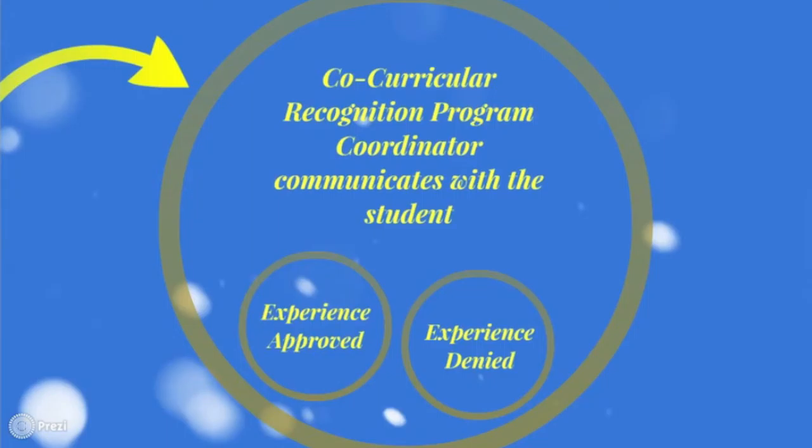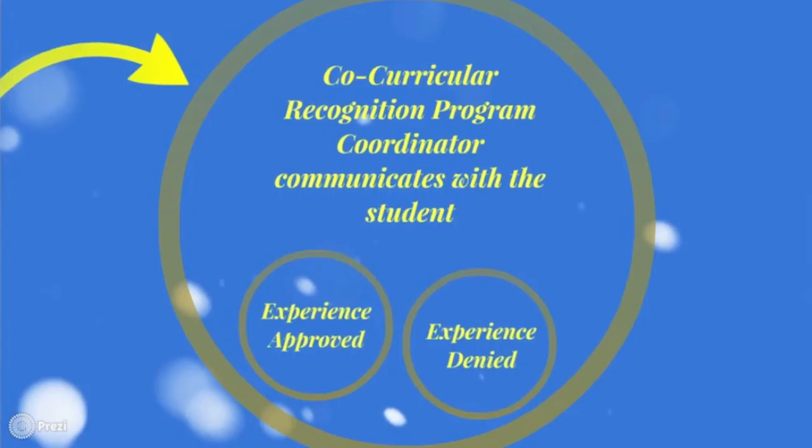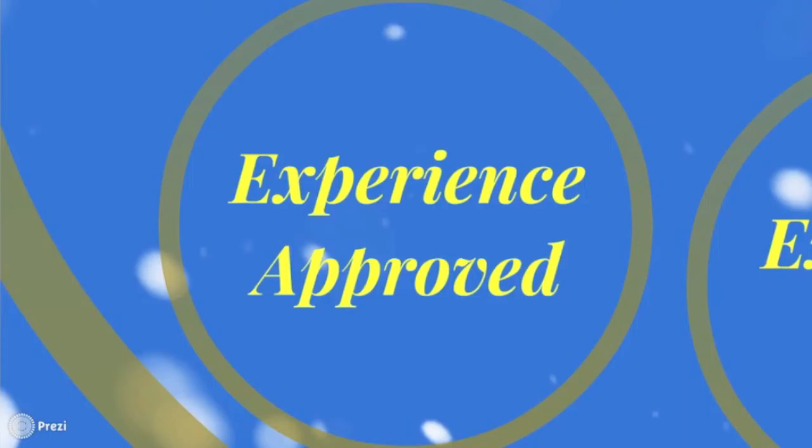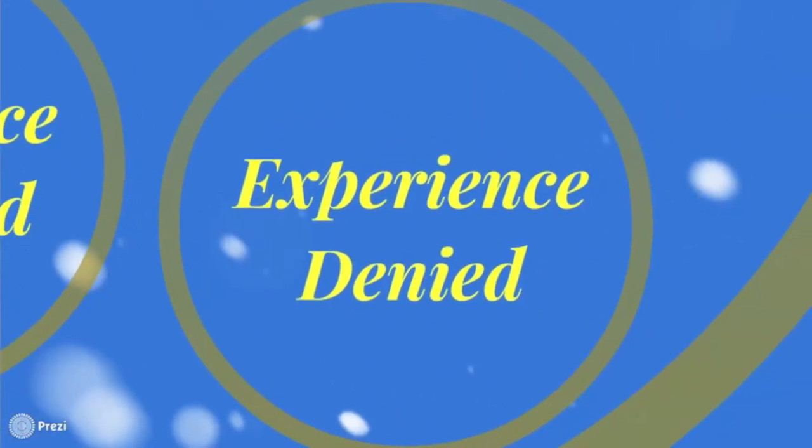The Co-Curricular Recognition Program Coordinator will communicate what the validator has said to the student. There doesn't need to be a conversation between the validator and the student. That is up to our department to communicate. If the experience is approved, it is simply clicked Approved on the portal, and it will show up on a student's co-curricular record.